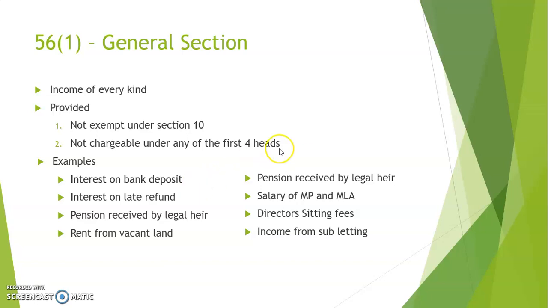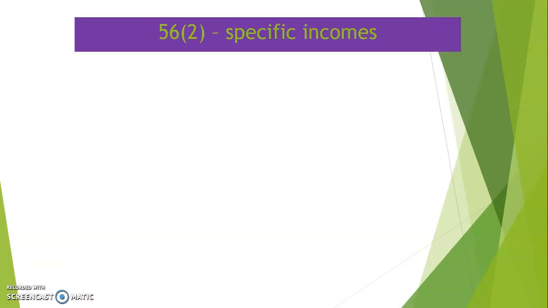So yes, we have finished the general section. Let's go to the next section, and that is 56.2, specific incomes. This whole set of specific incomes I have summarized and categorized into 3 sections. So let's see what they are.